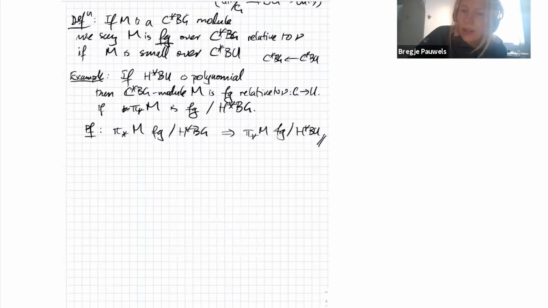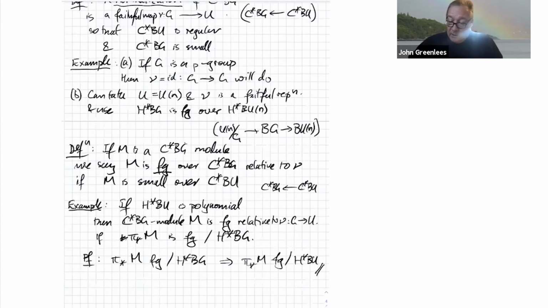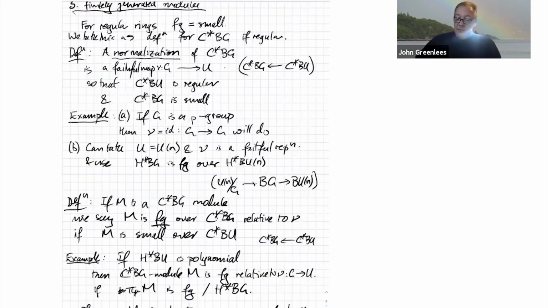Is there always a normalization? Yeah, there's always a normalization. Let's have a look. So if I've got any group, it always has a faithful representation. Any compact Lie group, we definitely are restricting to nice groups that way. Then it does have a faithful representation in some unitary group, and so that'll do.